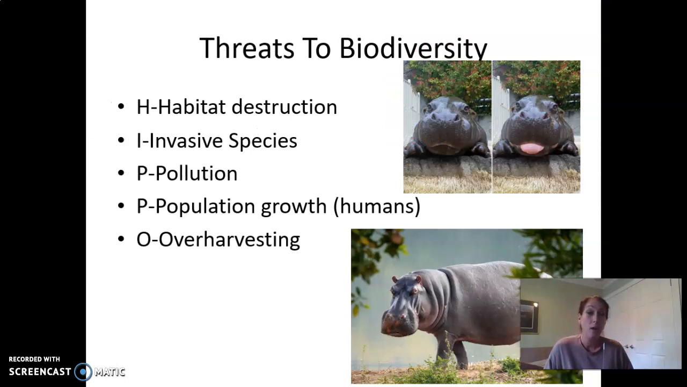So I'm going to use an acronym to help us remember our threats to biodiversity, and that acronym is HIPPO. I picked some pretty hippo pictures here for you to try to remember this by. H is for habitat destruction. That is our first and primary way that we are losing our biodiversity. Second is invasive species. And then pollution, population growth, and overharvesting. Those three all kind of go together because they are all directly tied to population growth. So we'll go through these five in order.